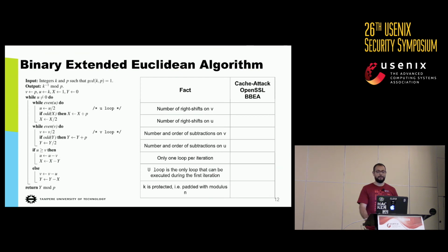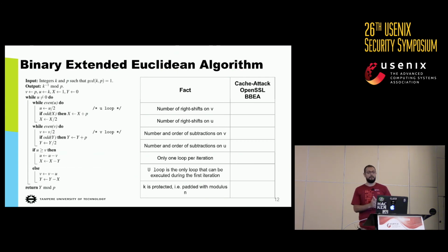This has been proved to be highly dependent on its inputs. So we can recover this information from the algorithm: the number of right shifts on V, the number of right shifts on U, and subtractions on V and U. V and U are inputs, which are the nonce k and the modulus p or n. And we also know some other facts about it. Only one loop per iteration is performed, and the U loop is the only loop that can execute at the first iteration.